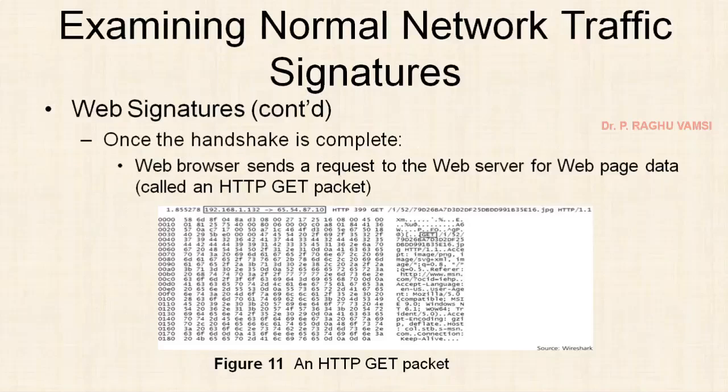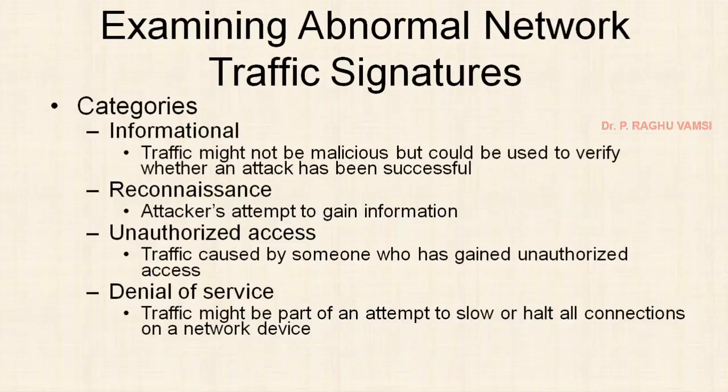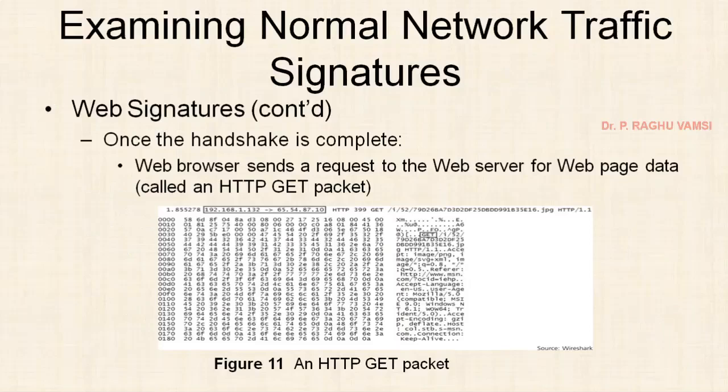So this is the way: first you need to identify what the normal signatures are. Then we need to go for identification of the abnormal signatures. The abnormal signatures in general will be identified with categories such as informational, reconnaissance, unauthorized access, and denial of service. We'll see how to understand the abnormal signatures in the next lecture.